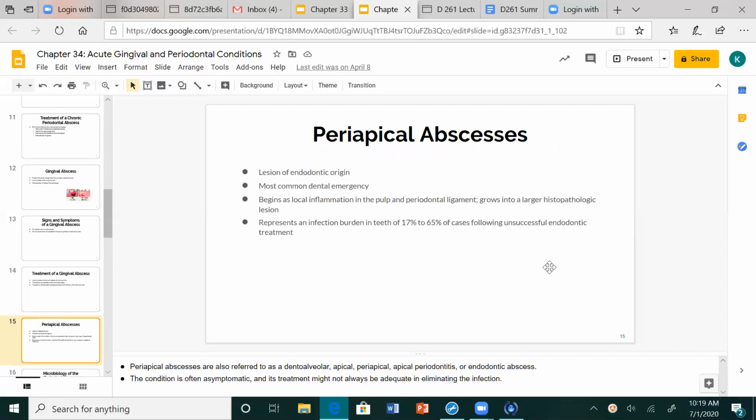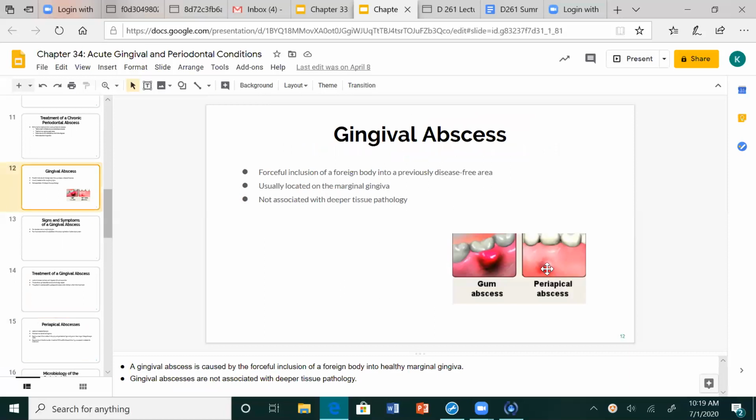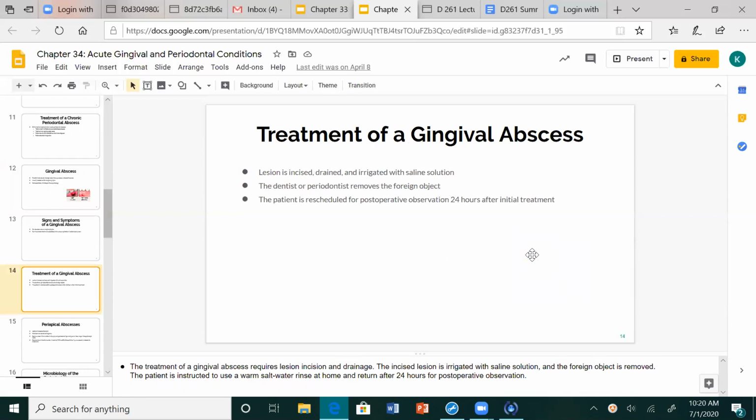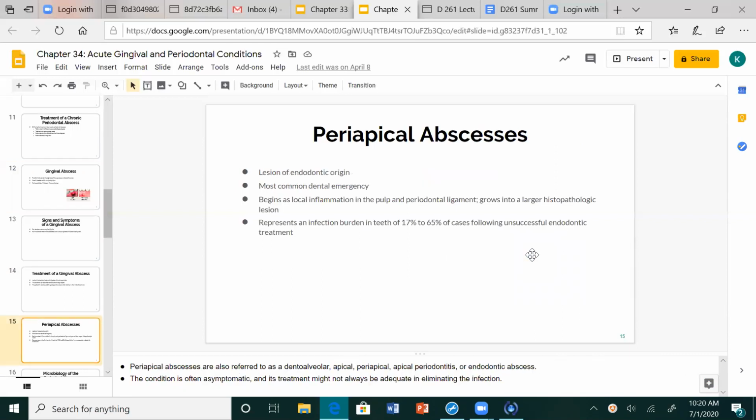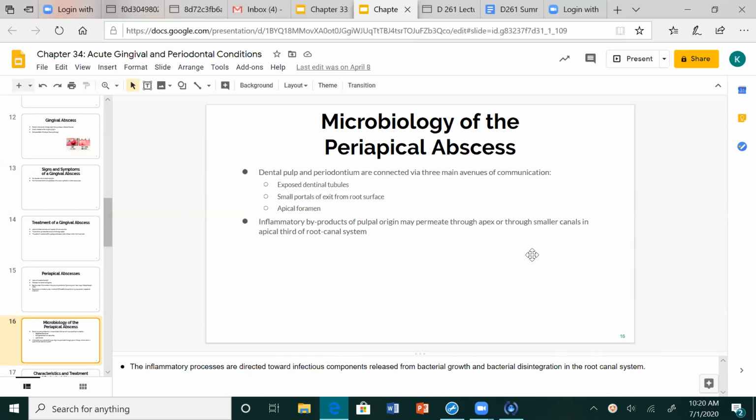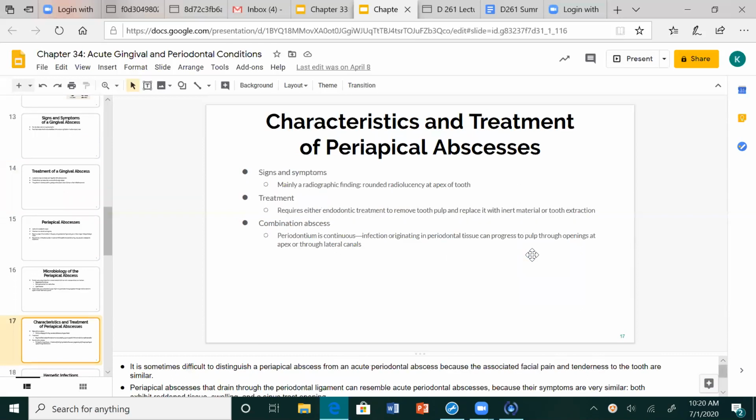Periapical abscess, these are the endodontic abscesses. Most common in a dental emergency. These ones usually hurt really bad. Unless it does have a fistula. If it has a fistula like this, typically it doesn't hurt because there's not pressure being built up in there. It's able to drain itself, so those ones typically aren't causing pain. Periapical abscesses are typically going to be a root canal.